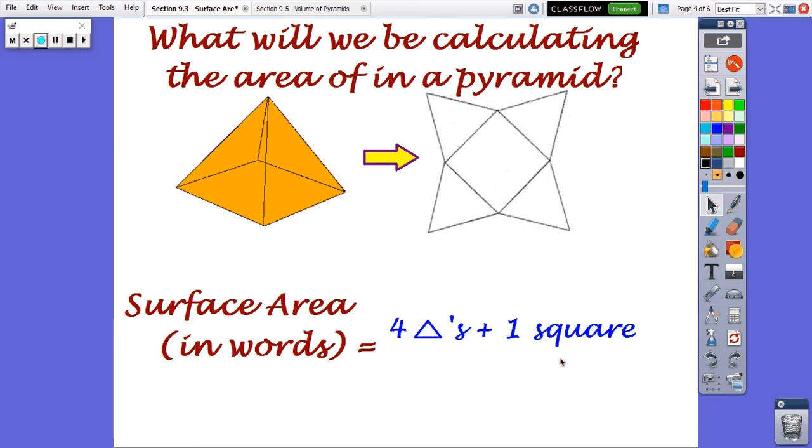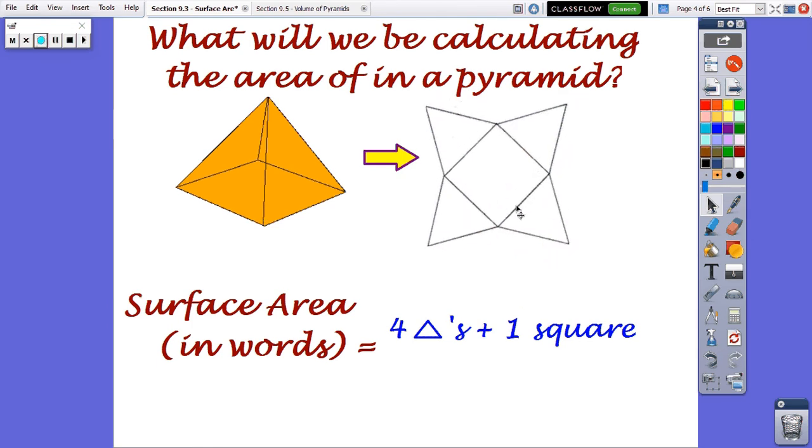So what will we be calculating in terms of the surface area of a pyramid? Imagine I took a pyramid and flattened it out. Imagine it's kind of like a box, and I just open it up and flatten it out. Then this is something that I could potentially see. Here's that bottom square base, and then we have 4 triangles that wrap around and really make up the walls of the pyramid.